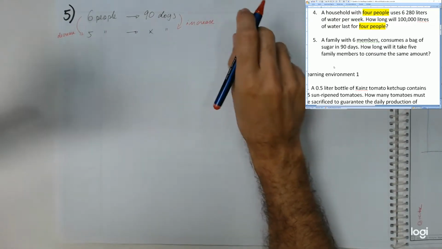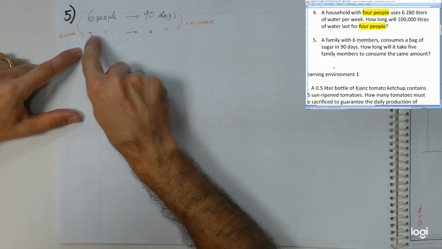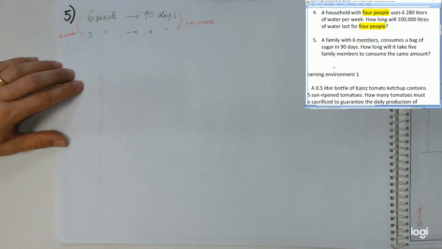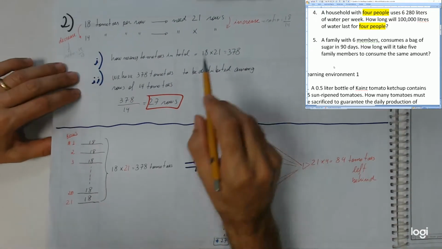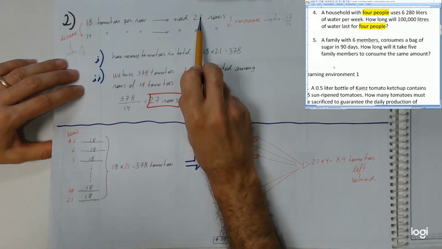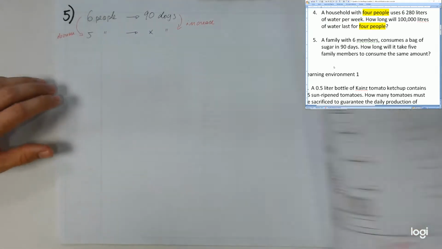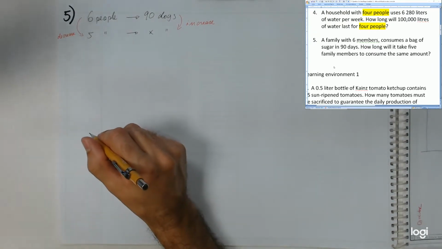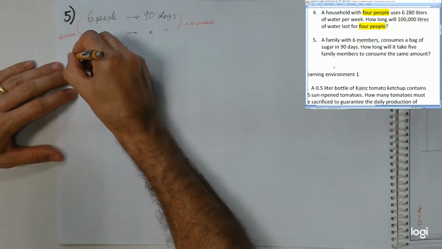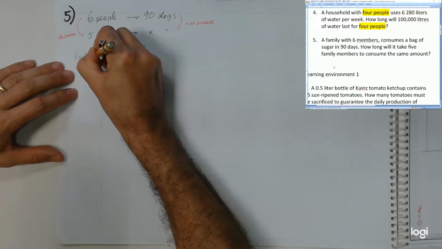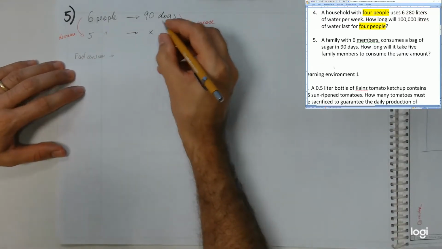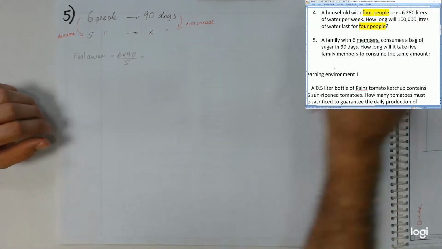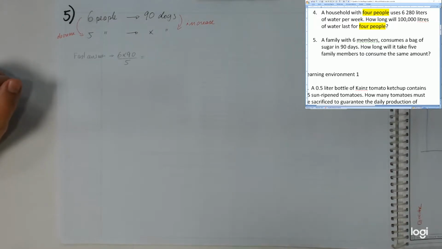When it's reverse, remember what I said, multiply this by this one divided by 5. Let's follow the same route. Multiply this one by this one, divide by 5. The same thing. If you just want a very fast route, the fast answer is going to be this: 6 by 90 divided by 5. This is the answer.